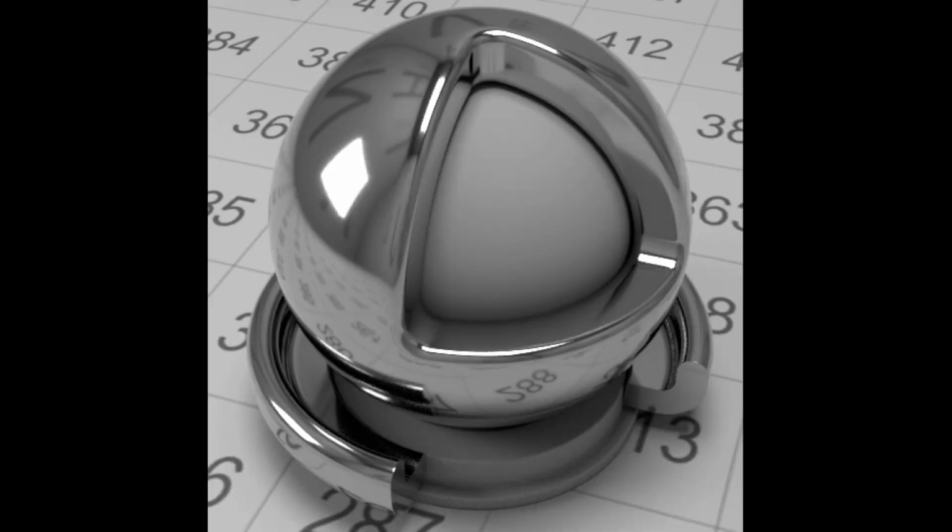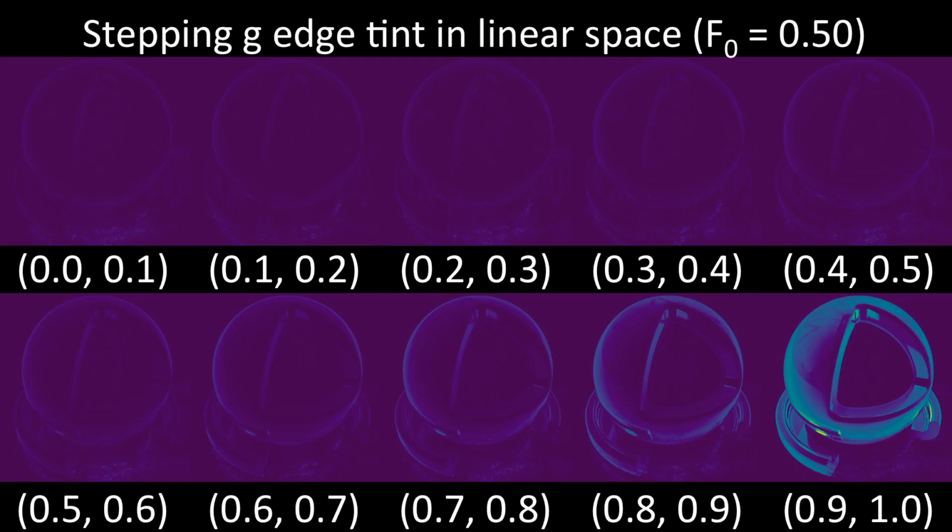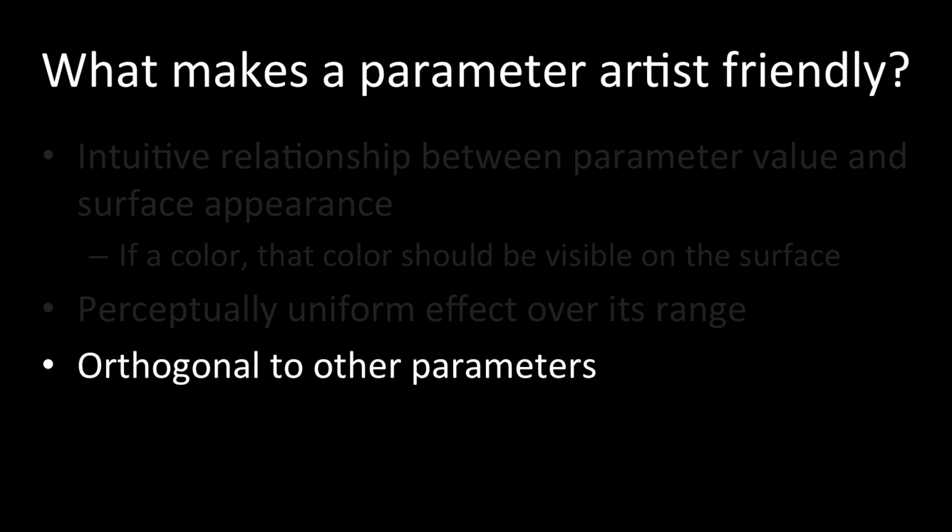Now let's look at a pair at the top of the range. Here is a render with G set to 0.9 and to 1.0. Here the difference is quite noticeable. With an artist-friendly parameter, each of these pairs would have about the same visible difference. As an alternative visualization, here are color-mapped perceptual difference images for each consecutive pair of renders. This matches the pairwise comparisons we've seen.